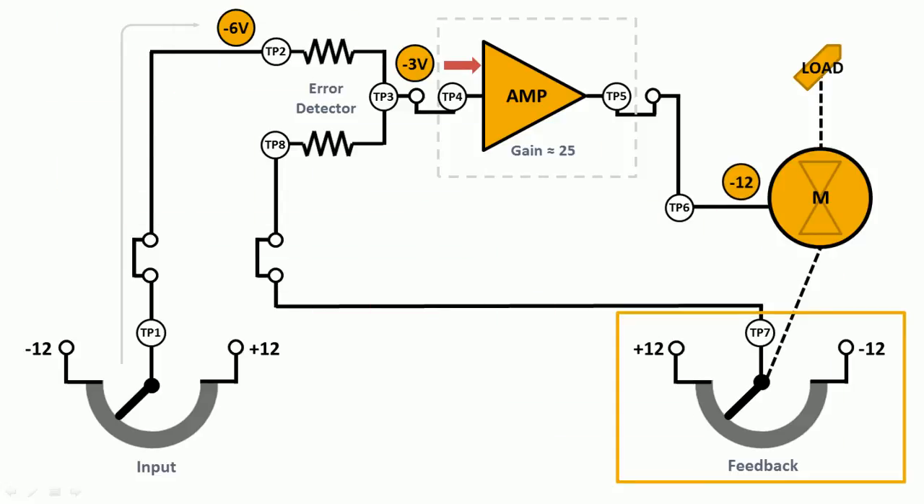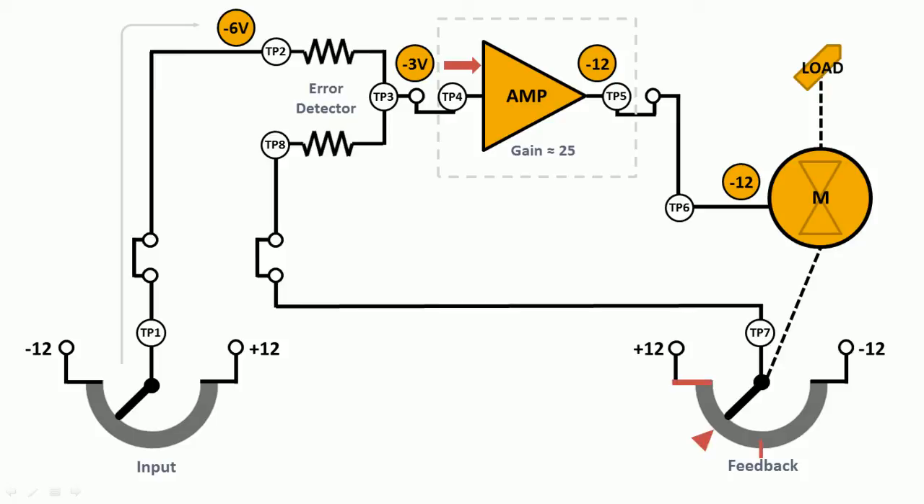Look at the feedback potentiometer. A positive 12 volt source is connected to the left side of the potentiometer, and a negative 12 volt source is connected to the right side of the potentiometer. The feedback potentiometer is wired exactly the opposite of the input potentiometer. Because the wiper of the feedback potentiometer is halfway between the 0 volt position and the positive 12 volt supply, positive 6 volts will be developed at the wiper of the feedback potentiometer and applied to TP7. The positive 6 volts will also be present at TP8, which is the input of the error detector.